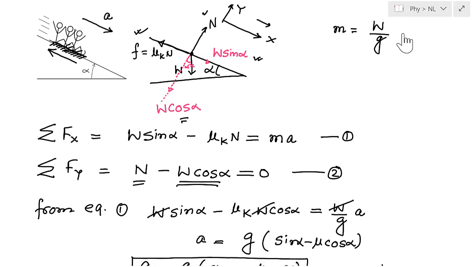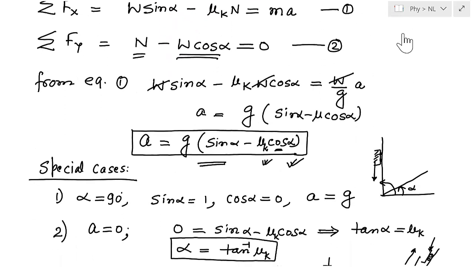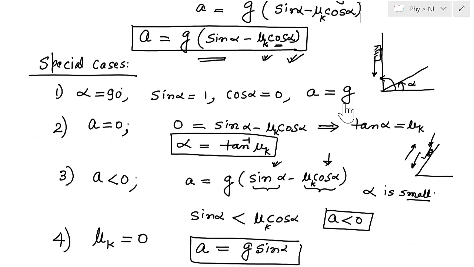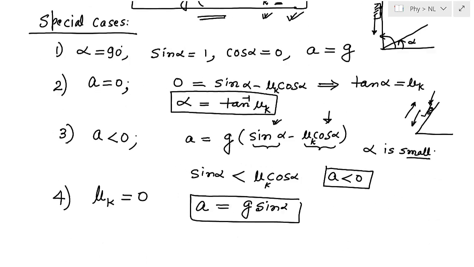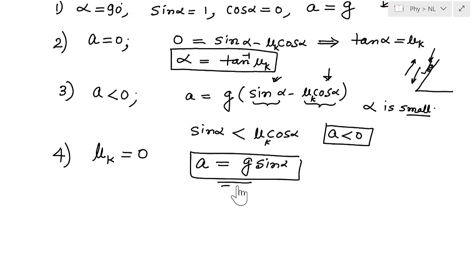So let me check. If I have mu somewhere, then I have to replace it with mu k. So this is my mu k and this is also mu k. So if mu k is equal to 0, acceleration is simply g sine alpha. That is your simple case that you have an inclined plane and there is no friction on the inclined surface. In that case, the object will move with a constant acceleration of g sine alpha.